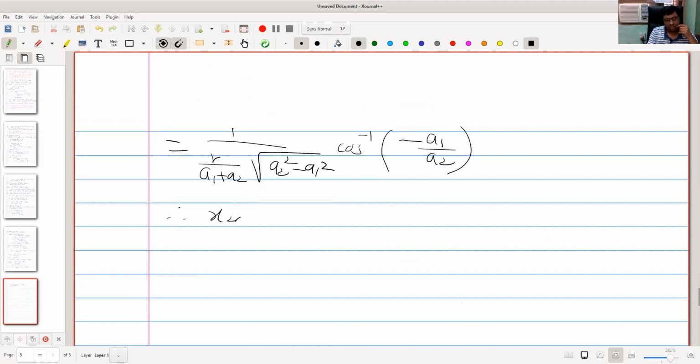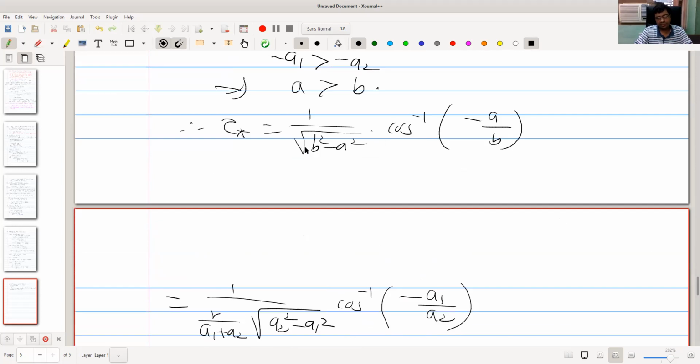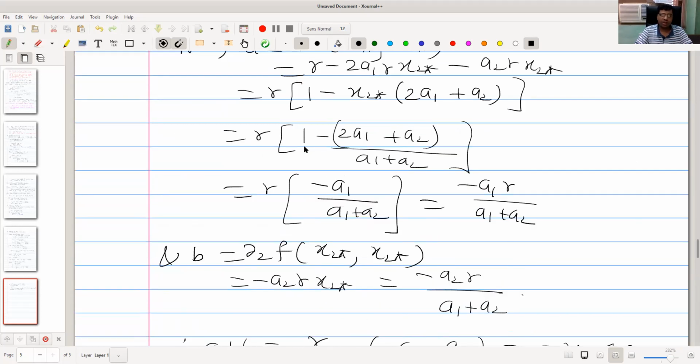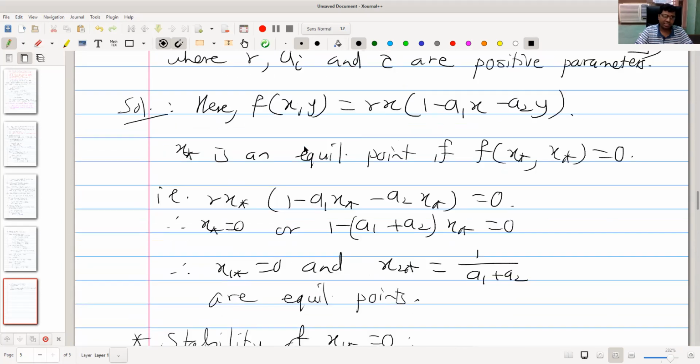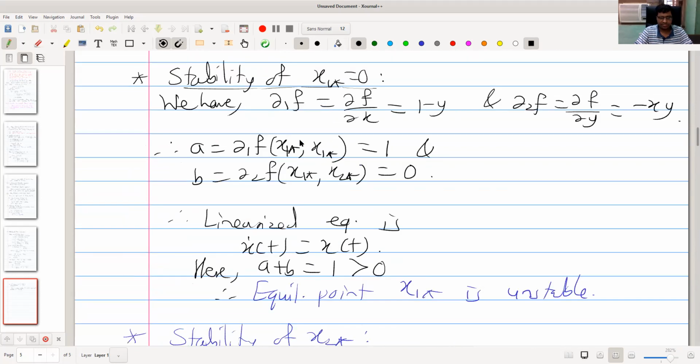Therefore, x2 star is asymptotically stable if 0 is less than tau less than tau star and unstable if tau is greater than tau star. We can have particular values of a1 and a2 and then we can solve examples. Now we solve examples. We use Wolfram Cloud to verify results for these two examples, example 4 and example 6.